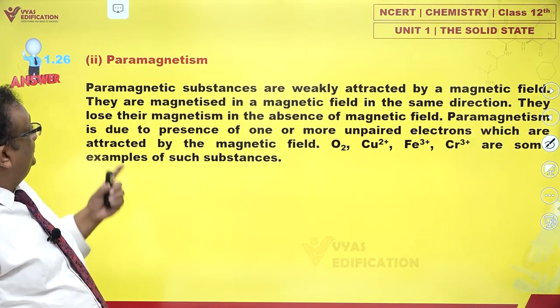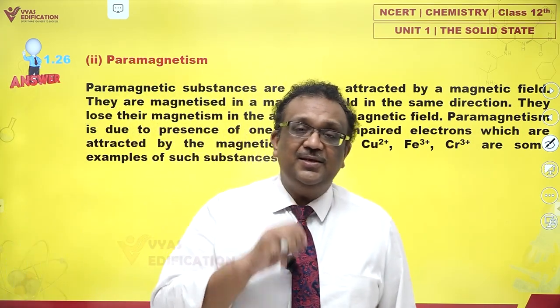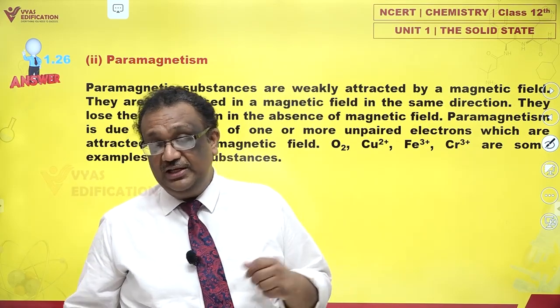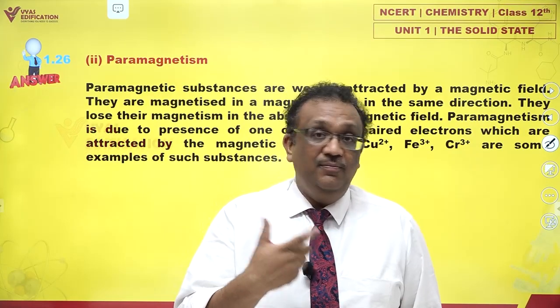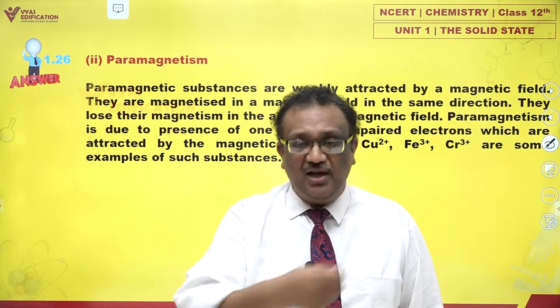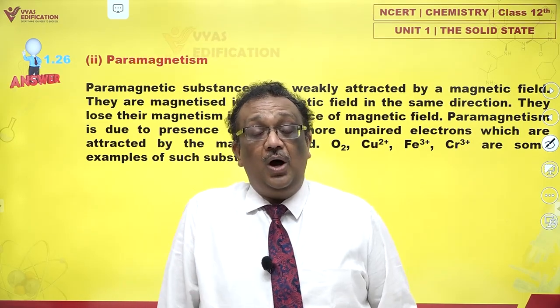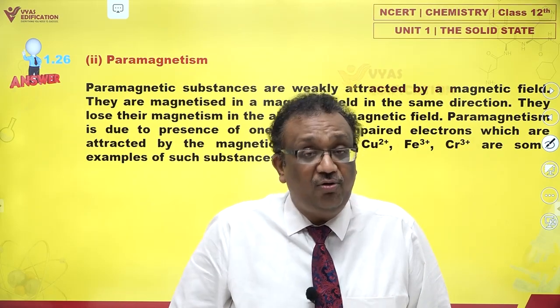What about paramagnetism? If you look at the atom of any substance, obviously that atom contains electrons. And each electron is moving, and moving electron means current. Moving charge is current, please note. And each current is associated with a magnetic field. So there is a magnetic field which is generated within an atom because of movement of electrons.